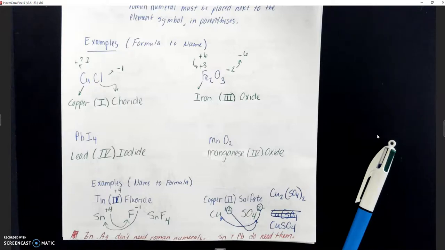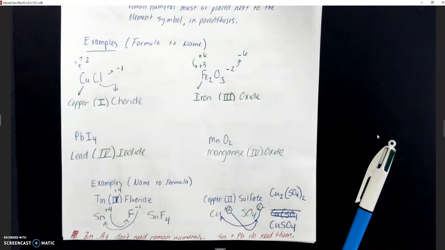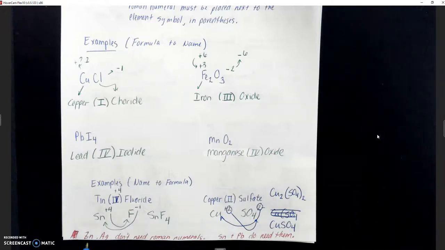There are going to be situations where this would have been Cu4(SO4)4, and you would have had to reduce it down, as with an empirical formula. Okay. That's going to wrap it up for the type 2 binary compounds. Here are a couple of exceptions down here that you need to be aware of.